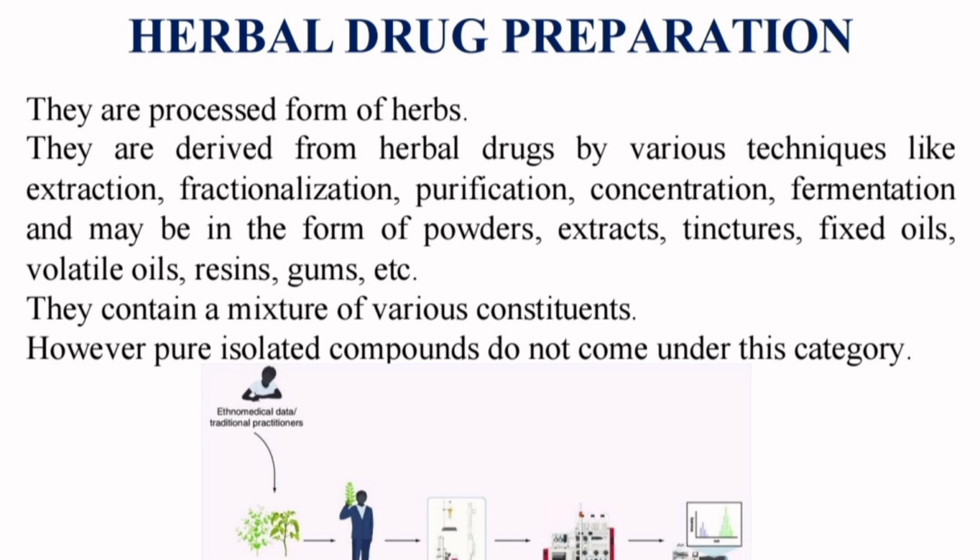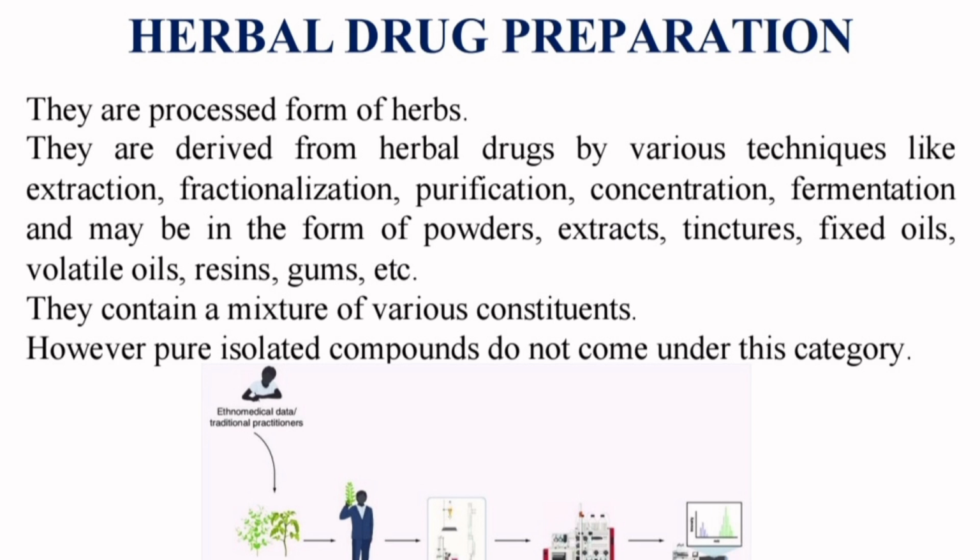Then herbal drug preparation. How we are going to prepare that herbal drug? They are processed forms of herbs. So we are going to process the herbs to form a specific drug. They are derived from the herbal drugs by various techniques like extraction, fractionalization, purification, concentration, fermentation, and may be in the form of powders, extracts, tinctures, fixed oils, volatile oils, resins, gums, etc.